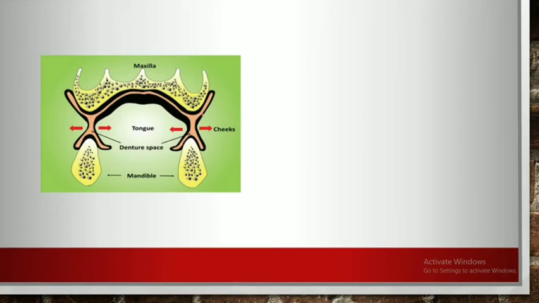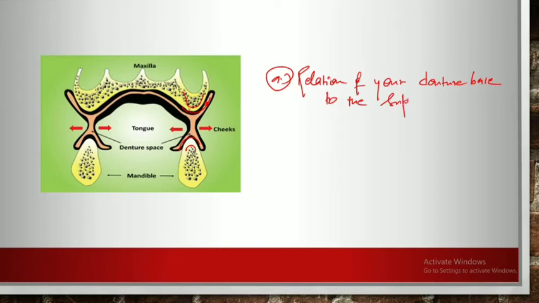So now I can club all these 6 factors into 3 main headings, right? The first heading would be the relation of the denture base to the supporting tissues. This is the denture base. So the relation of this denture base to the supporting tissues, right? Second will be the relation of the external or boundary surfaces.